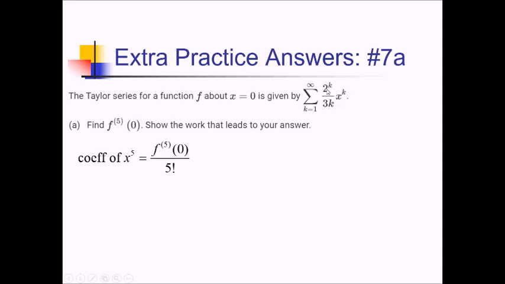So that's going to end up being 2 to the fifth over 3 times 5. And at this point, all I have to do is multiply by 5 factorial in order to get the fifth derivative at 0 by itself. So we can write 2 to the fifth times 5 factorial over 3 times 5. Since this is all constants at this point, you could actually leave it like this and just move on to the next part of the problem.